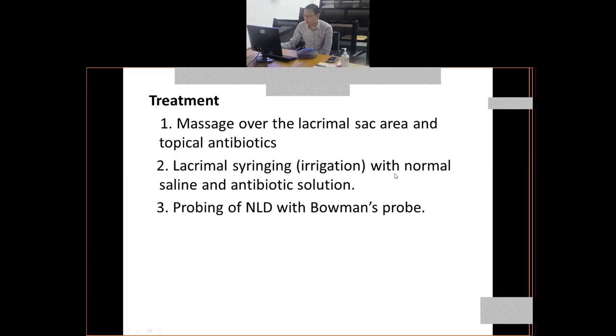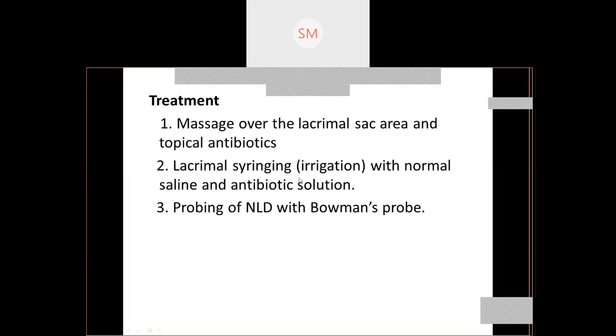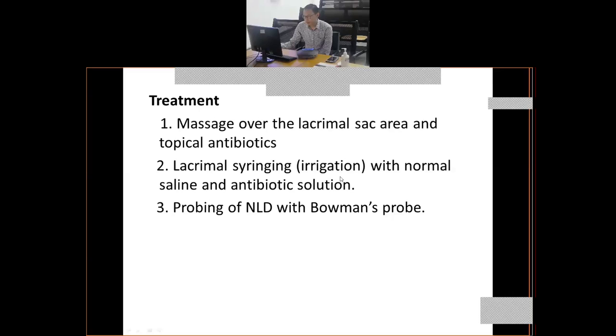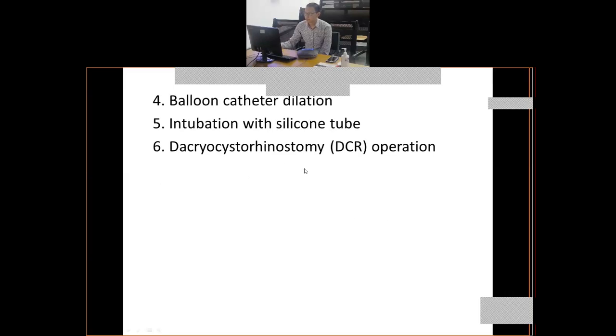Lacrimal syringing with normal saline or antibiotic solution also increases hydraulic pressure inside the lacrimal sac. Then third is the probing of the nasolacrimal duct with Bowman's probe. Then balloon catheter dilatation, intubation with silicone tube, and the dacryocystorhinostomy operations.